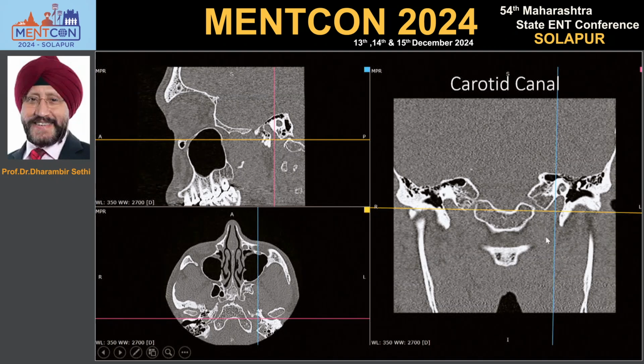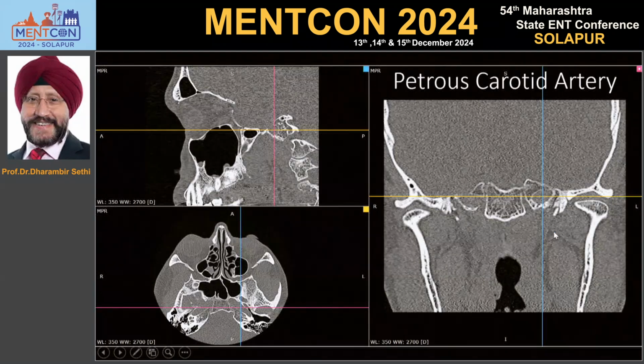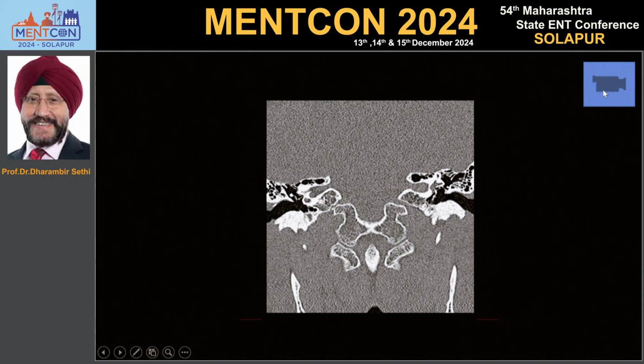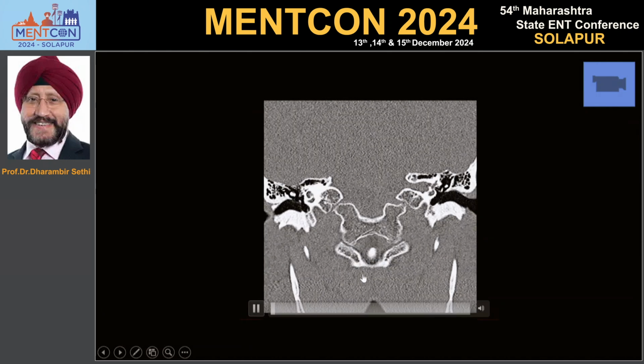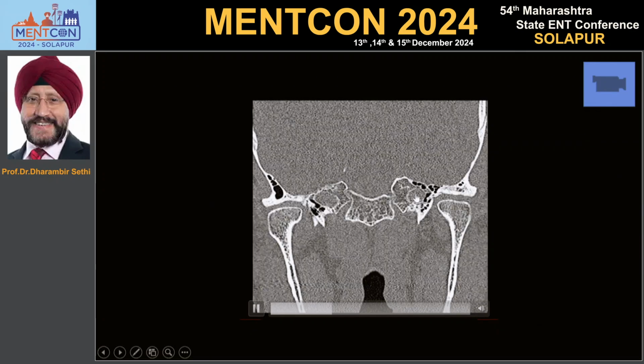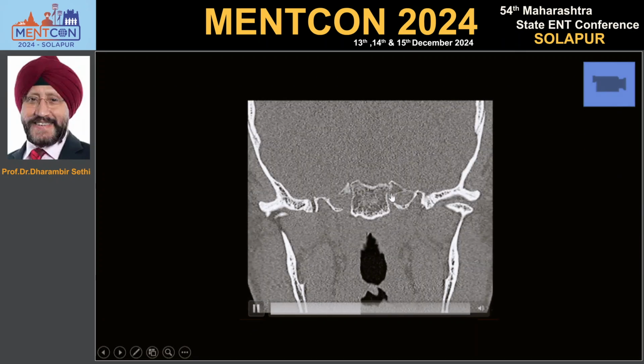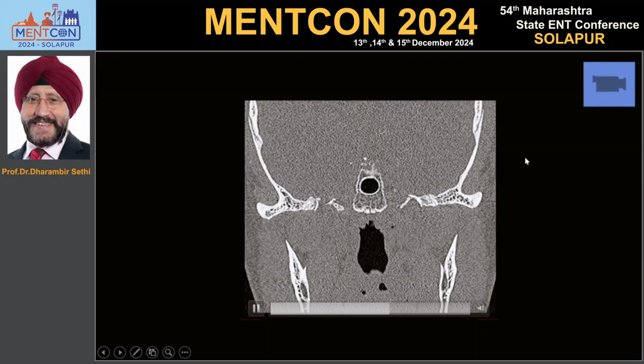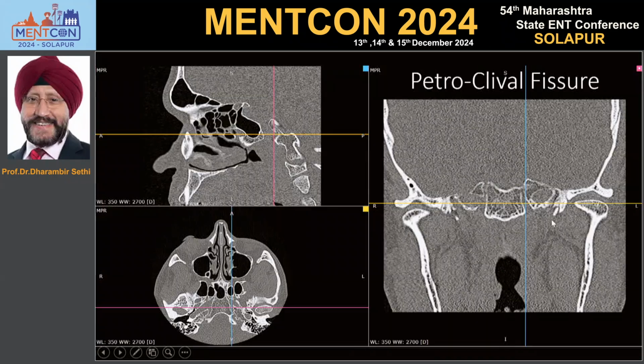The internal carotid artery enters through here, passes through the petrous part of the temporal bone, and enters the sphenoid sinus. You can follow it all the way, passing through the petrous segment, and it becomes the paraclival segment. This is the foramen lacerum. So this is the petroclival fissure that you see here, again in all three different planes.